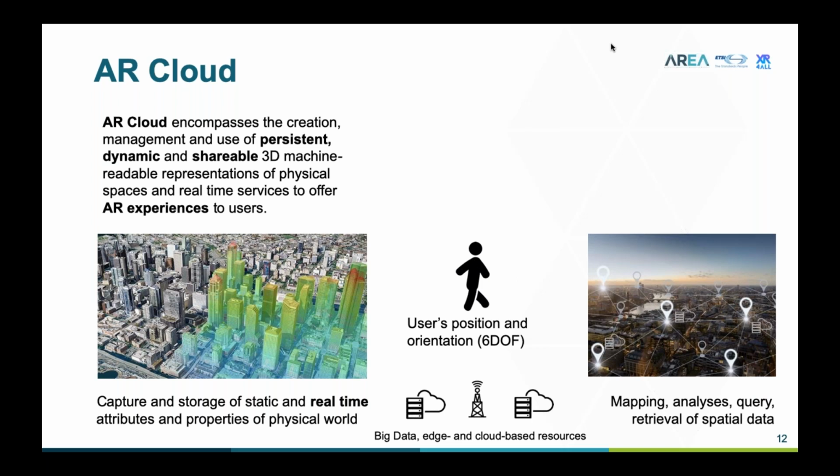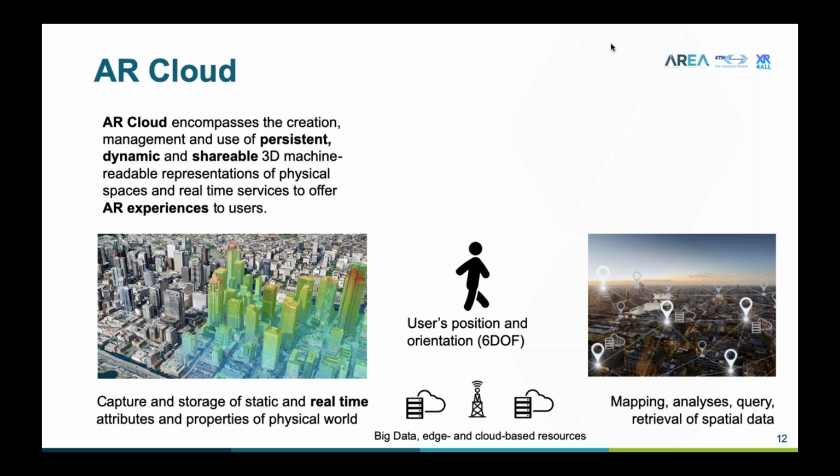Then there is the user in the real world, who is, of course, mobile and dynamic, as we all are. On the right-hand side of the figure, you can see that there are nodes of networks, some of them associated with processing, computational resources, and data resources that are near or in proximity to the user. Those resources can store the data, map our physical spaces, and then perform analyses, which we can then query and retrieve spatial data from. So it's a combination of big data, edge, and cloud-based computing and data storage resources.